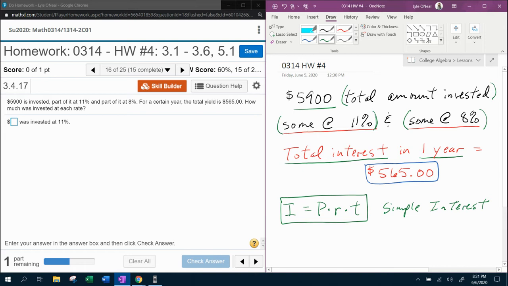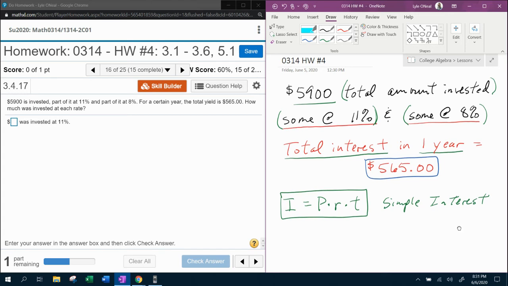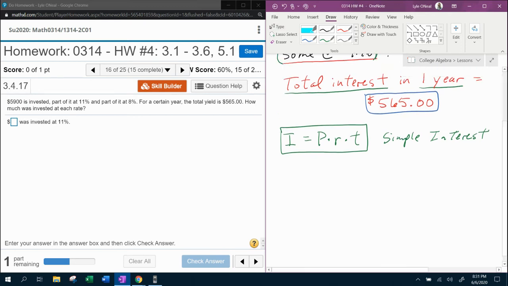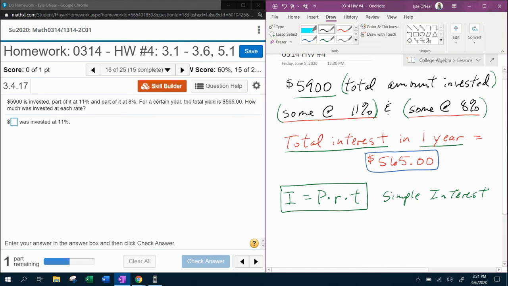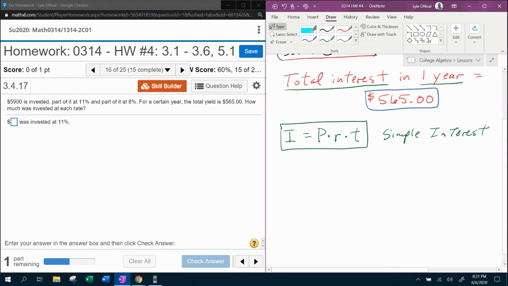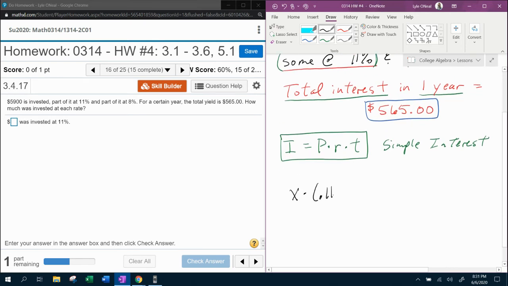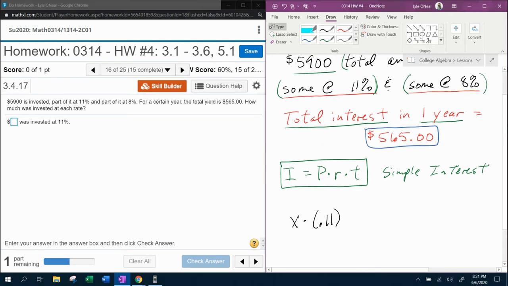And so we have two different accounts. Therefore, we're going to have two different setups for this equation. So let's get started turning this into an equation that we can solve. For the first investment, the amount invested at 11% is, I have no idea. So we're going to say X is the principal. The rate is 11%, so that's 0.11 as a decimal. You do have to convert a percent to a decimal to work with it.